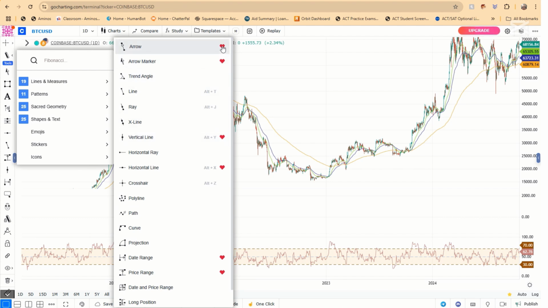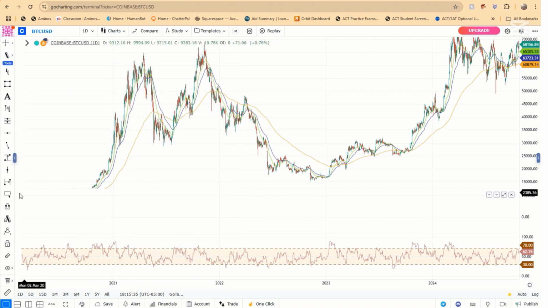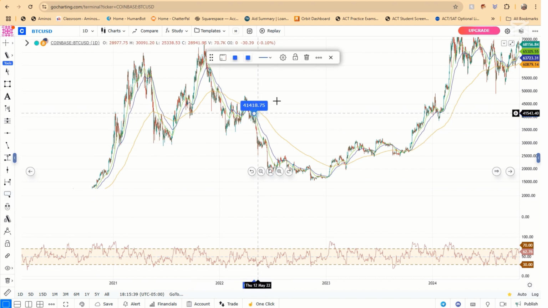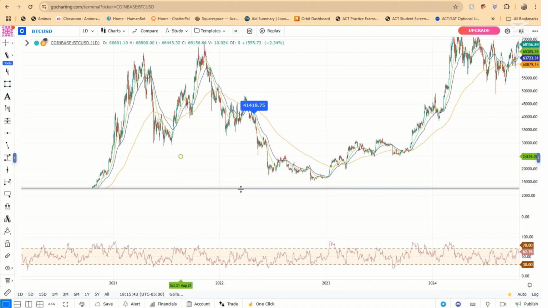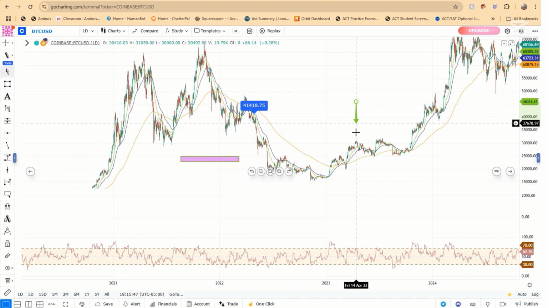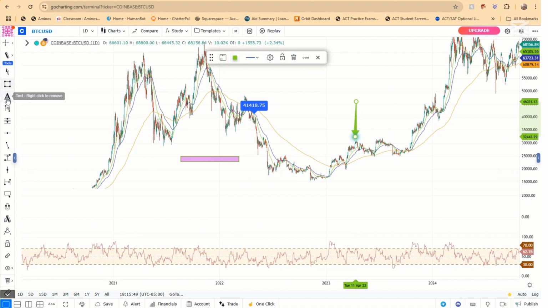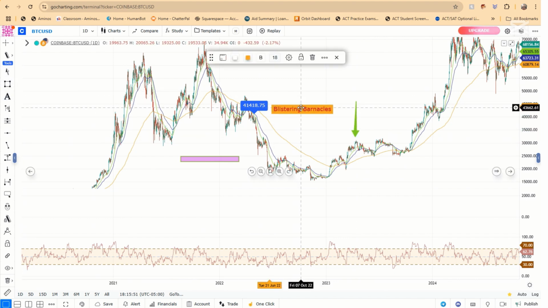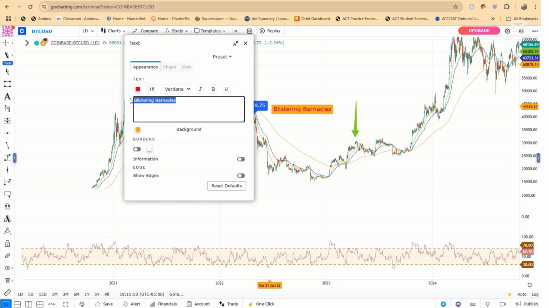Ones I like are the arrows, the arrow markers, the vertical lines, the horizontal lines, the dates, and the price ranges. And then I like these. You can go like this. You can see the prices for that little spot. I like drawing little boxes of what's going on in this on here. Got the arrow. You can point. You can go ahead and you can write that.